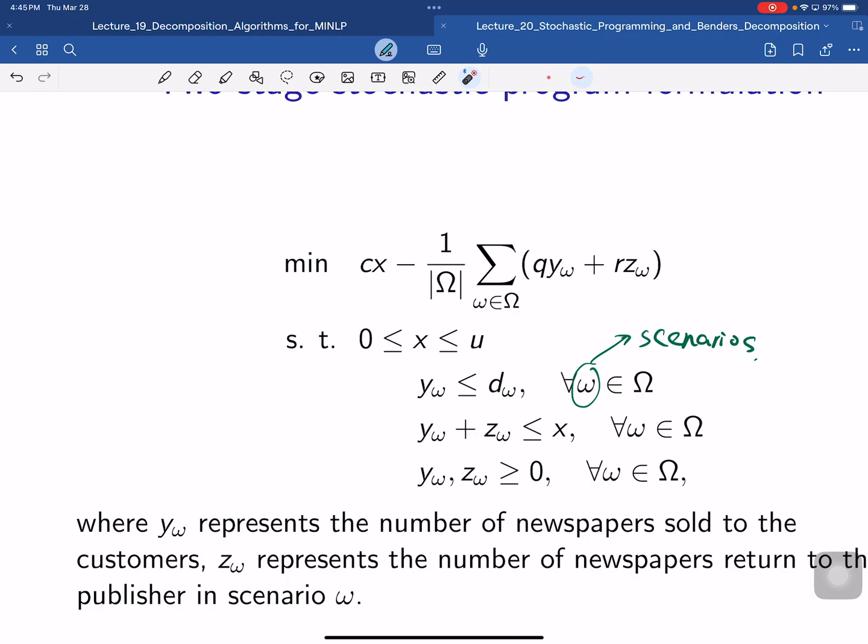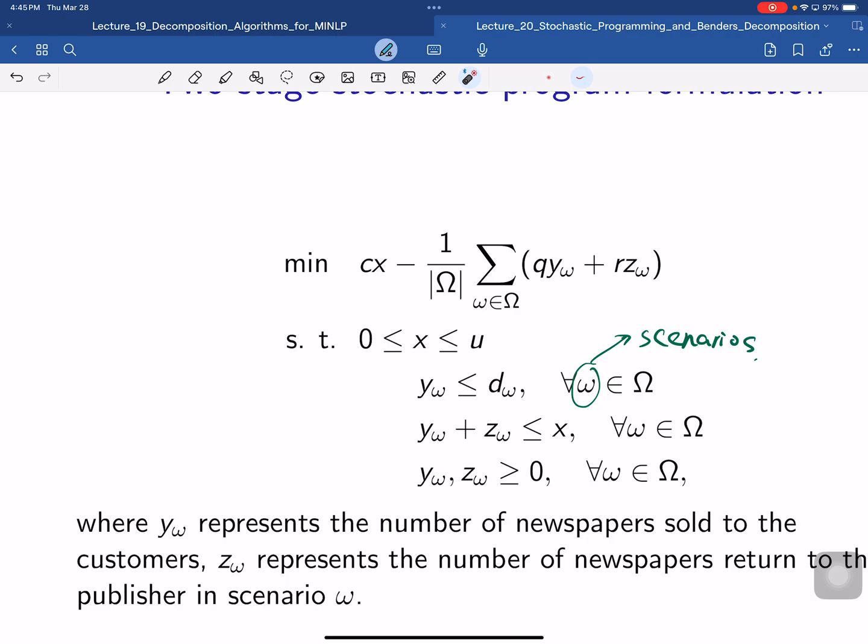Yes? Where is the demand established? Yeah, so the demand is this d omega. How do you know what its value is? You just assume you have a model, maybe. From your historical data, you know what the range of the demands will be. For example, in the past, on some very bad days you were only able to sell 10 newspapers, and on some very good days, you could sell 100 newspapers. So from your historical data, you just assume the demand will be from 10 to 100. Then they take all the integer values from 10 to 100, and that will be all the 91 scenarios you have in this model.